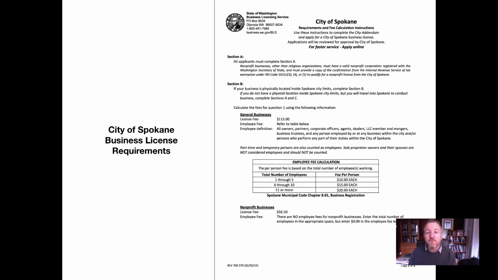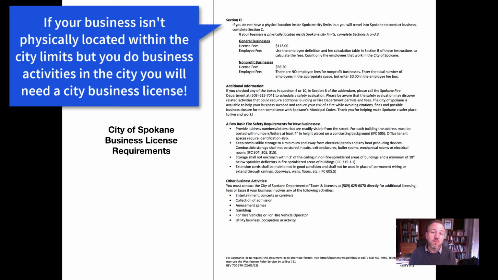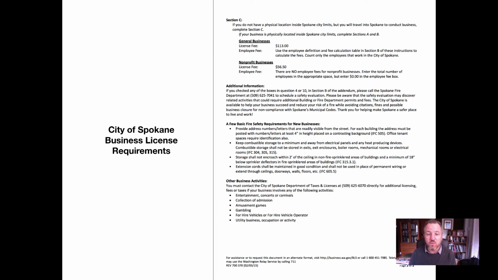Here is the fee structure for the City of Spokane. You will pay a license fee of $113 annually. And then if you have employees, you pay an additional $10 for each of your first 5 employees, $15 for 6 through 10, and $20 if you have 11 or more employees. The theory there is the bigger the business, the more they want to make money from you. If you're a nonprofit, you pay about half that, and there are no employee fees on that as well.